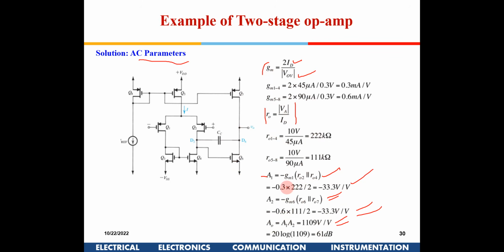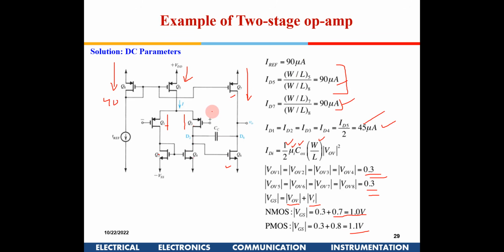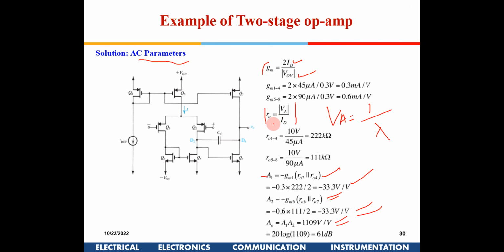Yeah, tell me. Sir, what is VA? VA is early voltage. VA is 1 by lambda. Okay, early voltage. VA is 1 by lambda, right? Because you are having issues in the exam, I thought I'll put one numerical. All the values are given here.